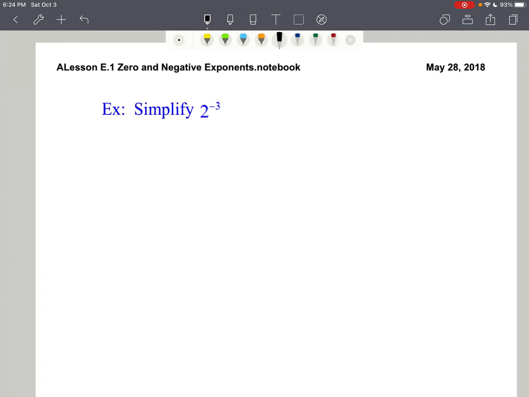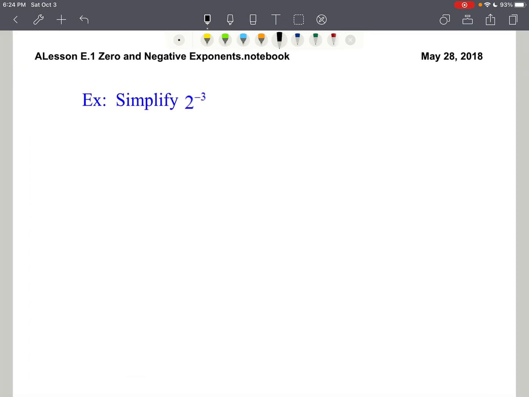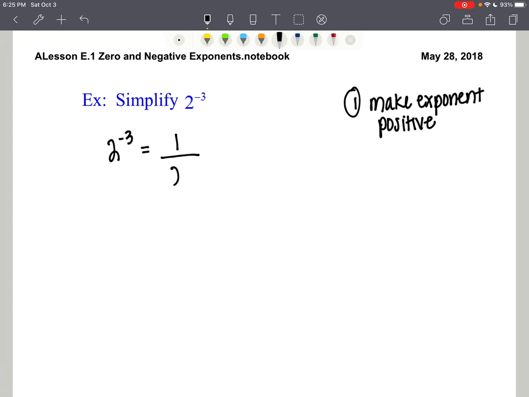So let's do a few of those examples. Let's simplify 2 to the negative 3. The first thing we do is make the exponent positive. So 2 to the negative 3 becomes 1 over 2 to the third power.